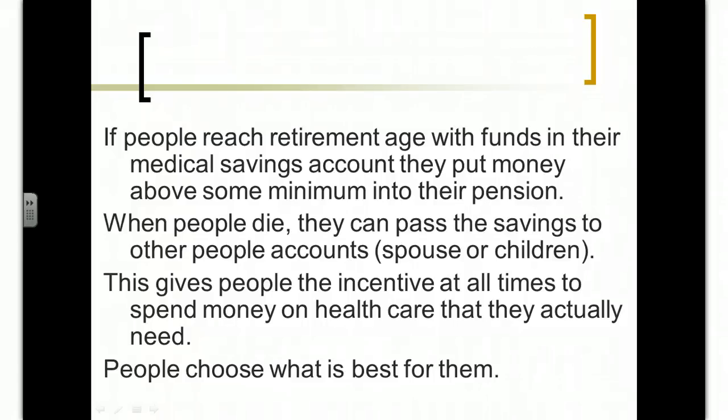So this gives people the incentive at all times to spend money on healthcare that they actually need. So people choose what's best for them, just as we do across a whole range of markets. The government doesn't interfere with the purchasing decision in the vast majority of things we do. When it comes to healthcare, the role of somebody else is clearly there, whether it's the government, the insurance company, or the provider. When it comes to patients, the last person that's generally asked is the patient themselves. What do you want? It tends to be somebody else that makes the decision.